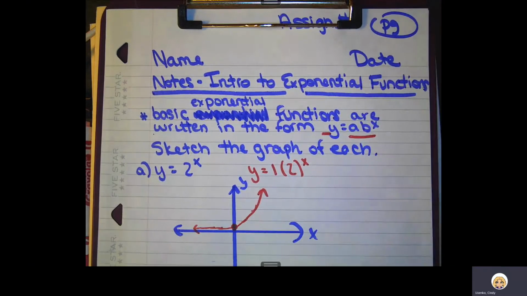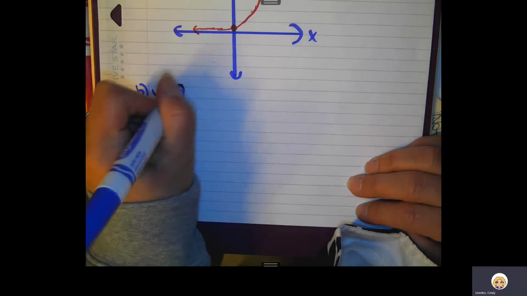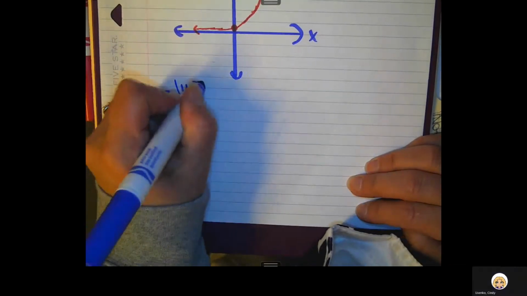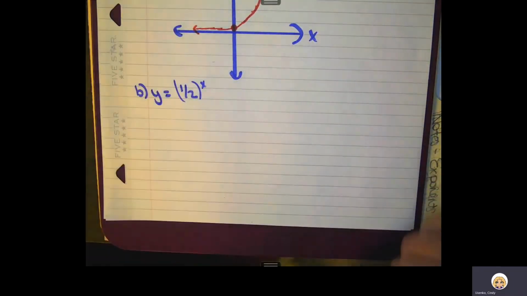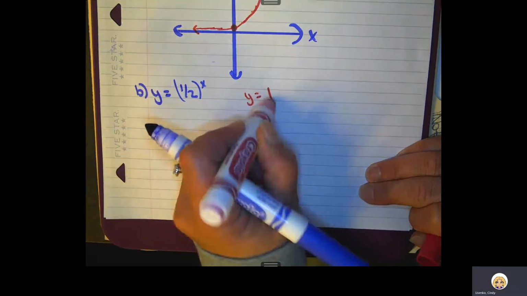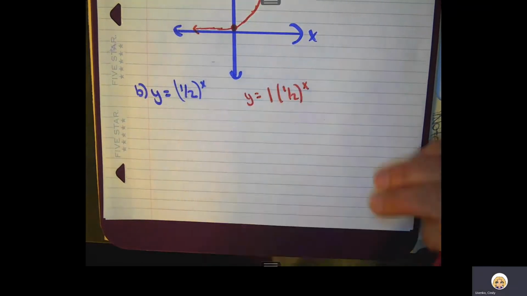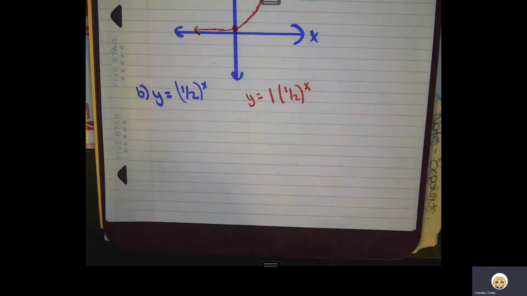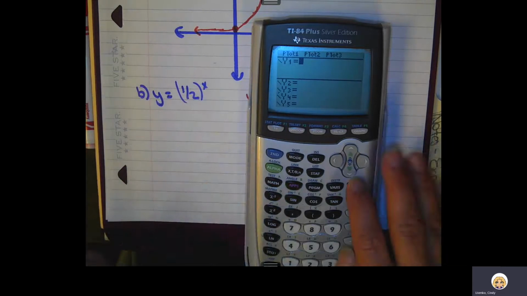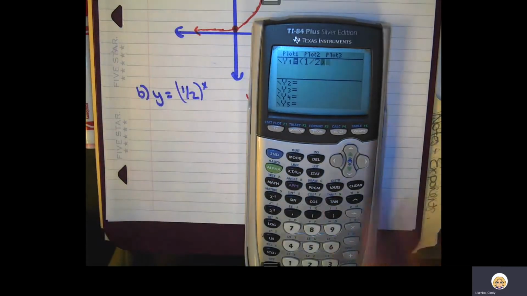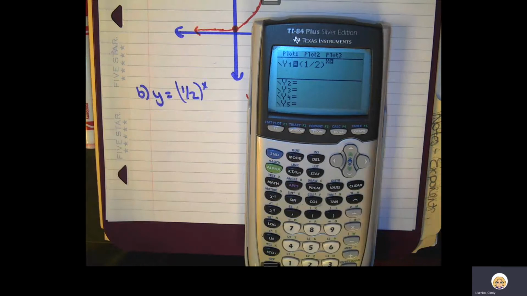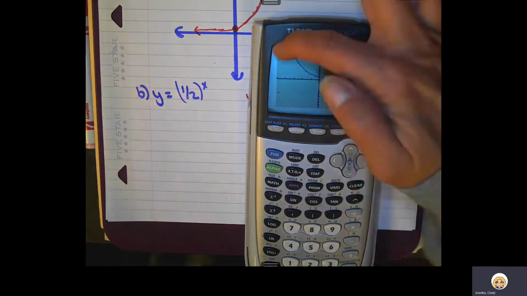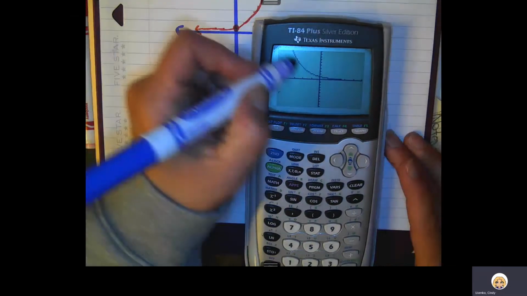We'll do one more of these practice ones, and then we'll examine even further. Can you write for me y equals 1/2 to the x power? And again, this is the same as y equals 1 times 1/2 to the x power. So if I grab my calculator and type that in to get an idea of what it looks like, I'll go to y equals, type in 1/2 to the x power. Notice I put the 1/2 in parentheses. If I hit graph now, notice it's going the other way. It's going down from left to right, and it hovers just above the x-axis.